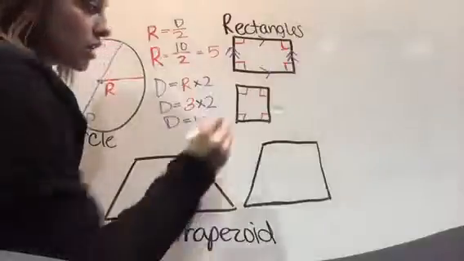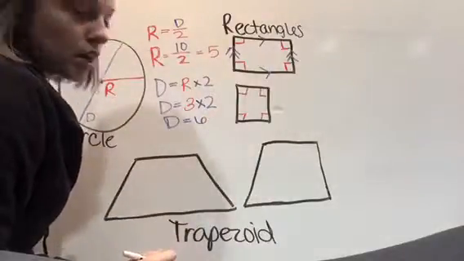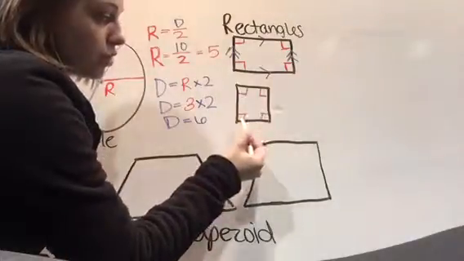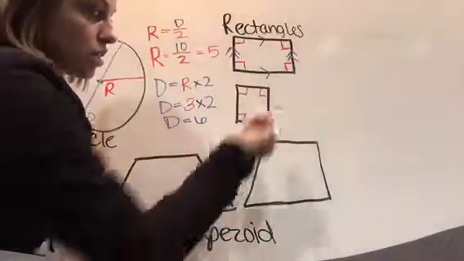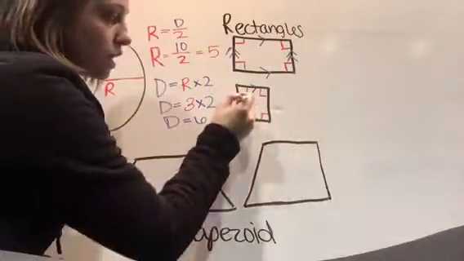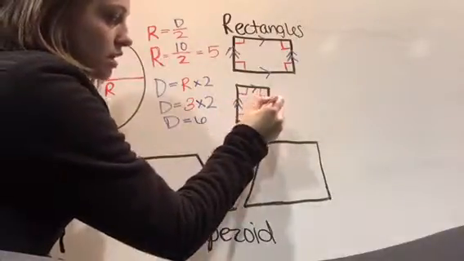Now you can see underneath I have a picture drawn of a square. A square can also be a rectangle because it has 4 right 90-degree angles, and it also has 2 sets of parallel sides. Here's one set, and here is the second set.